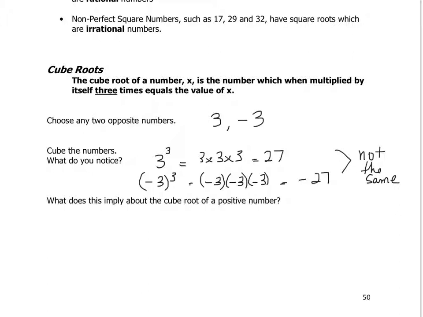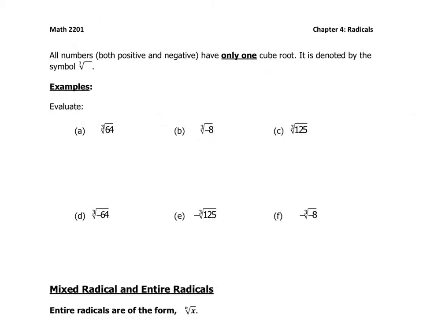So what does this imply about the cube root of a positive number? It implies that there's only one cube root for a positive number and one cube root for a negative number. So all numbers, both positive and negative, have only one cube root, and it's denoted with the radical sign with the little 3 in the index. And cube roots, unlike square roots, cube roots of negative numbers are defined, and they would be negative.